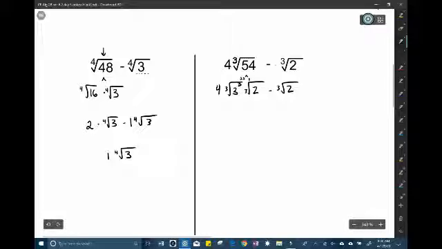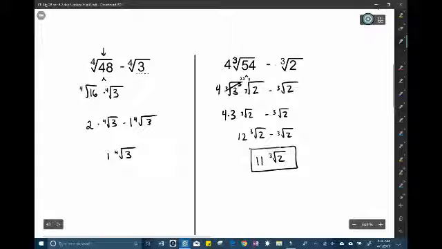Anyway, the cubic root of 3 to the third is going to cancel, which means we have 4 times 3 cubic roots of 2 minus a cubic root of 2. 4 times 3 is 12 cubic roots of 2, minus a cubic root of 2 gives us 11 cubic roots of 2. Okay, so those are those two there.